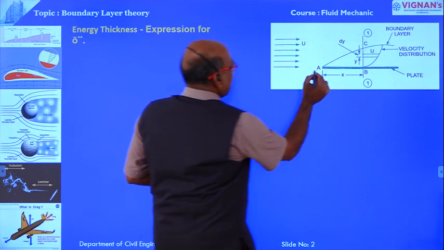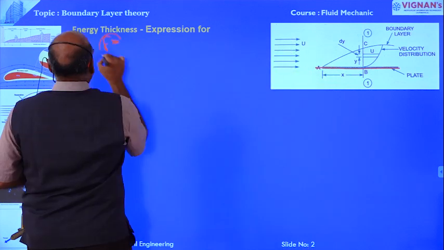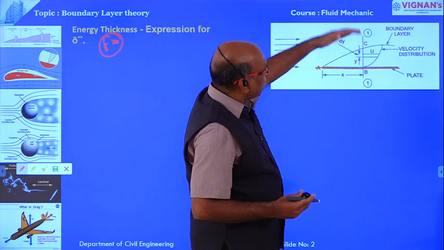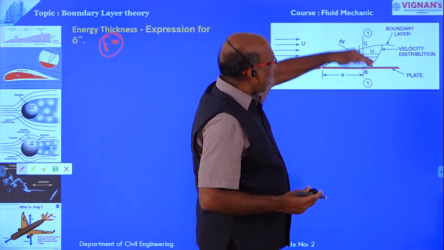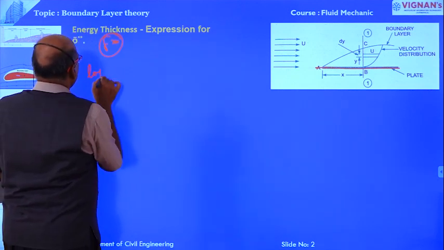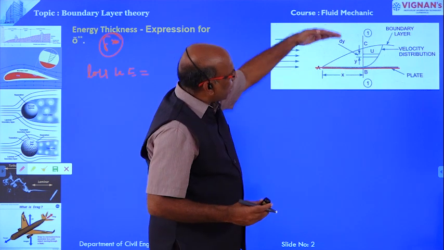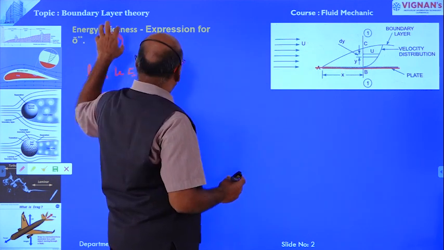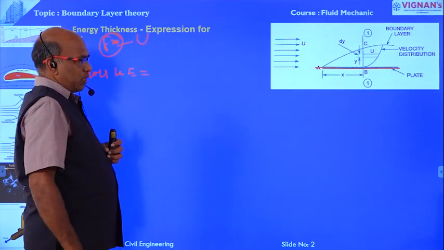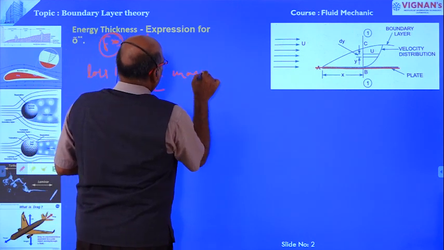Now this boundary layer is displaced to a distance delta double star. Because of this displacement of the boundary layer, there is a reduction in the kinetic energy, or loss of kinetic energy. The velocity at this delta double star is the free stream velocity capital U. That is the only difference. Now kinetic energy is equal to half mass into velocity square.